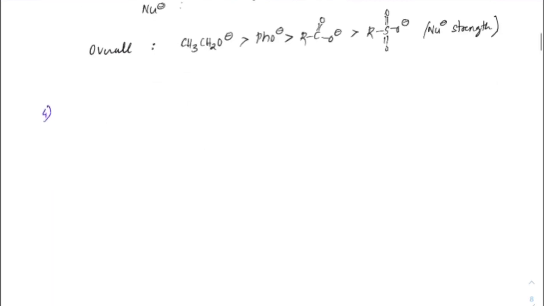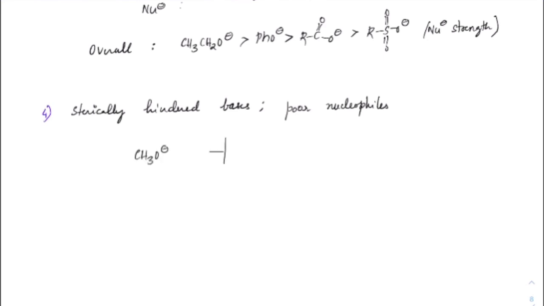Now, the next case you will see is when you have sterically hindered bases. Whenever we have sterically hindered bases, they will act like poor nucleophiles. For instance, if we compare CH3O minus and tertiary butoxide, here you would see the basic strength.